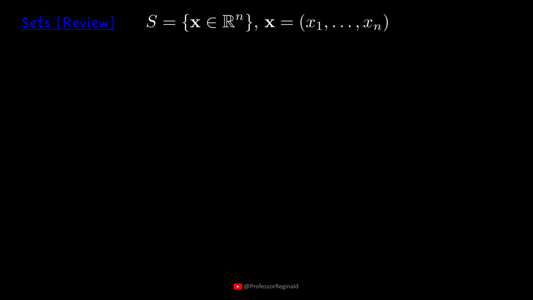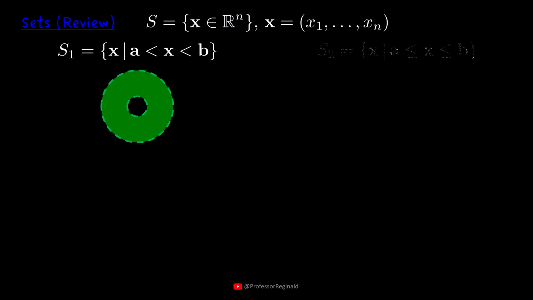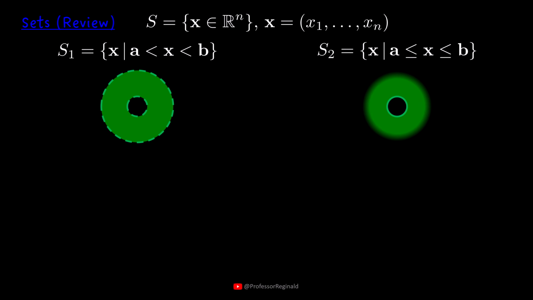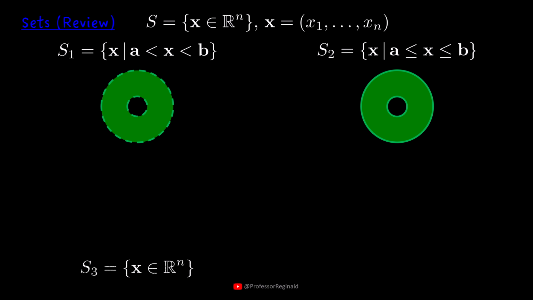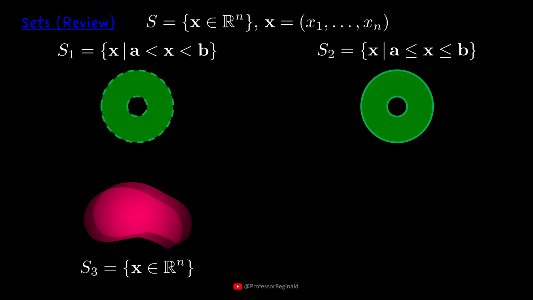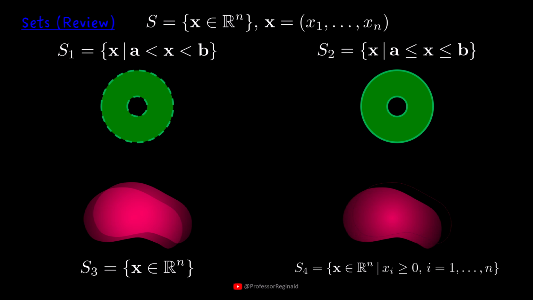Here is a quick review about sets. A set is a collection of points. In n dimensions, a point represents an ordered n-tuple, or an ordered sequence of n real numbers. Consider these four other sets of n-dimensional real numbers. The first and second sets contain points that satisfy a given condition. The third set is the set of all points in an n-dimensional space, while the fourth set is the set of all points in an n-dimensional space with non-negative coordinates.